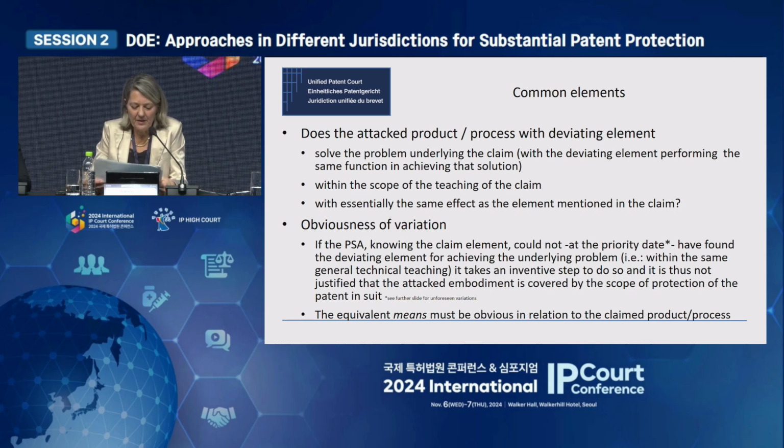As to the criteria of the obviousness of the variation, so that it must have been obvious to the person skilled in the art that the alternative is an equivalent means. Why is that so? Well, if the person skilled in the art could not at a priority date have found the deviating element for achieving the underlying problem, it takes an inventive step to do so, and then it's not justified that this is covered by the scope of protection of the patent in suit. So in other words, the equivalent must be obvious in relation to the claimed product or process.